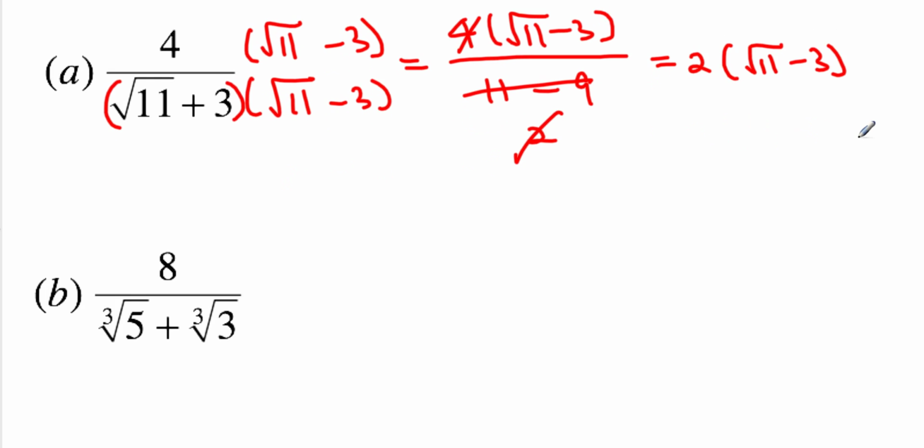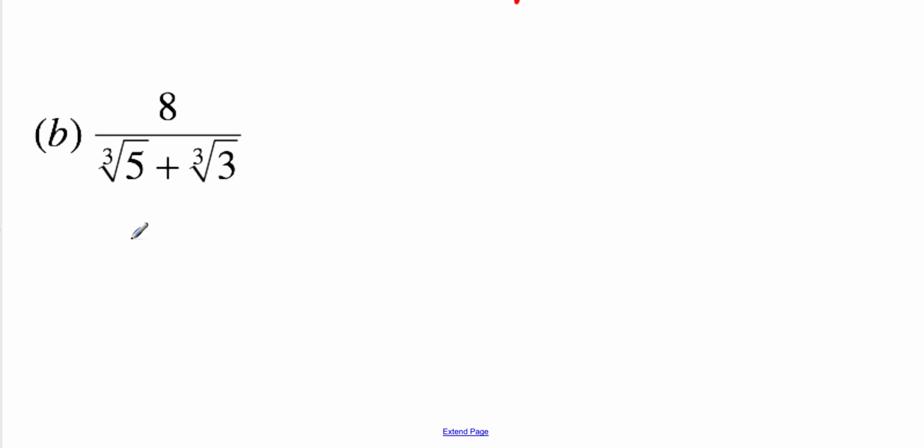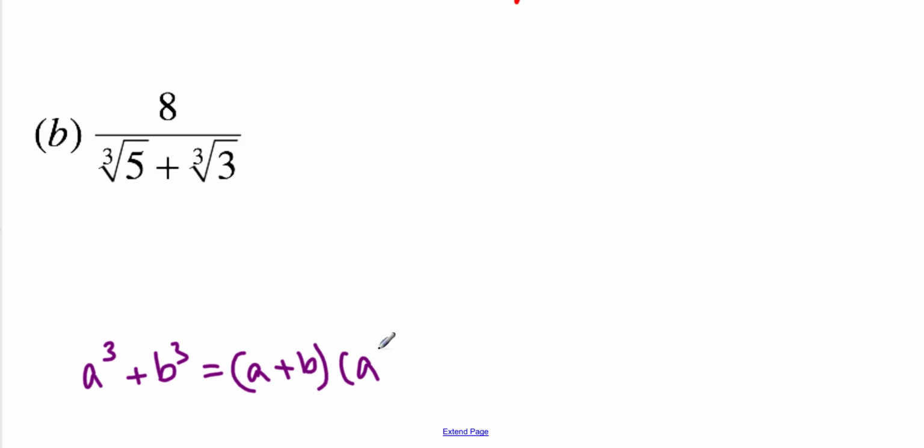Now, how about B? In this case, we have cube roots in each case. So now you can refer to this idea. If I have a cubed plus b cubed, it can actually be factored as a plus b times a squared minus ab plus b squared.